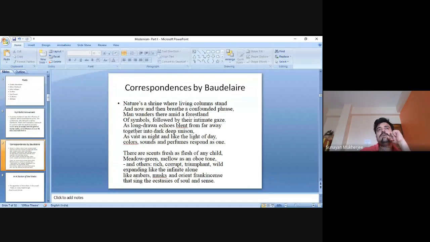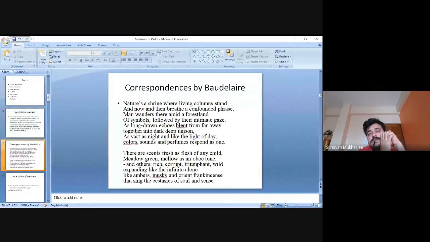So in every nook and corner of nature, we get to see a sort of confounded phrase. Some images, some things which have got no such clear-cut meaning. Man wanders there amid a forest land of symbols.